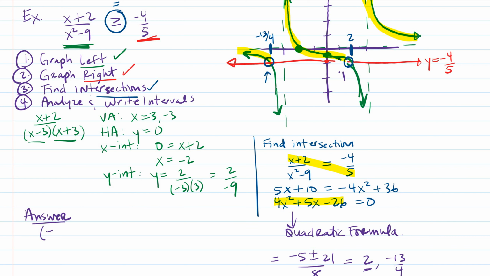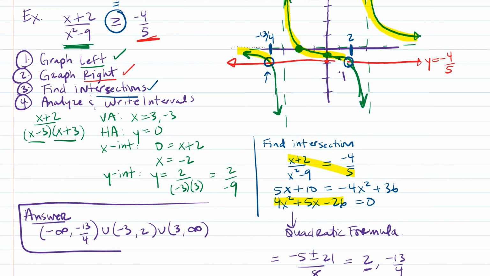So we are going to have negative infinity until we get to negative 13/4. Union, we pick up again here on our vertical asymptote at negative 3. And we stay above the red line until this point here at 2. And then we pick up again to the right of the asymptote at 3 and go to infinity. And there's your answer.